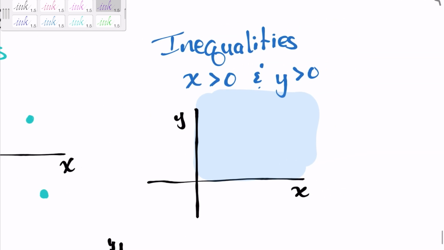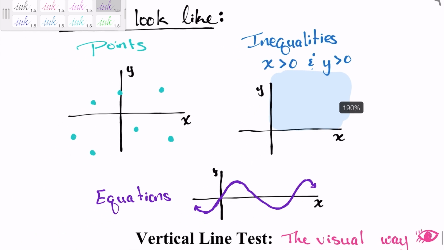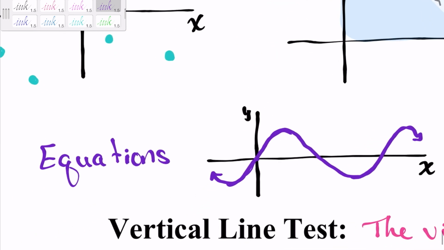We can also see them as inequalities. So we could have where x is greater than 0 and where y is greater than 0. That relationship where they're both of those things at the same time is all in the first quadrant. So it could just be a massive shaded region where x and y connect. We also see it in equations all the time.